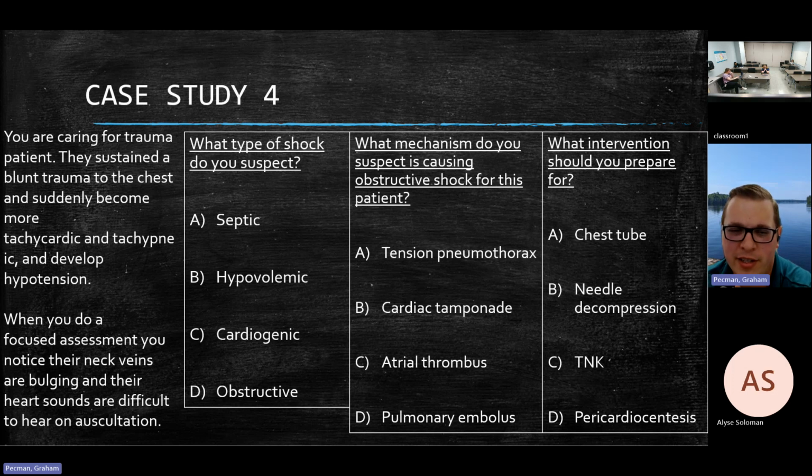Or B, yeah. And then in that case, if it was a tension pneumothorax, their primary intervention would be a chest tube insertion or needle decompression. And if it was cardiac tamponade, pericardiocentesis would be the primary intervention, which is essentially a needle decompression of the pericardial space.